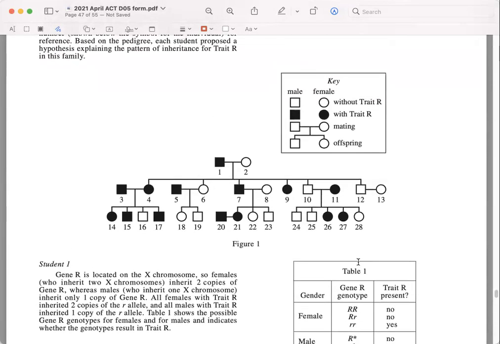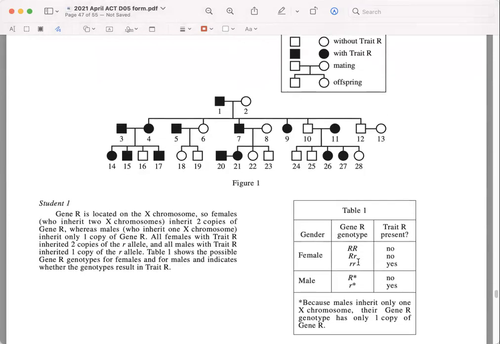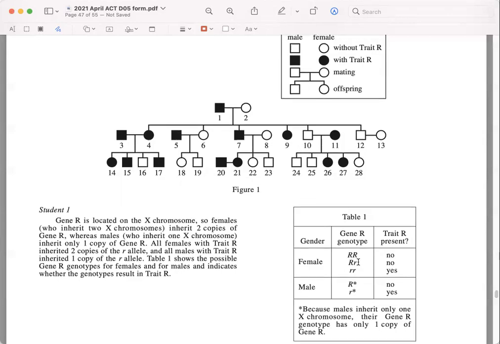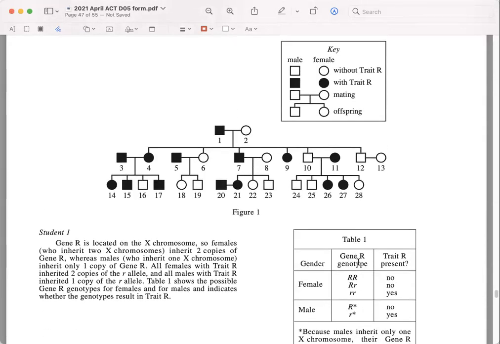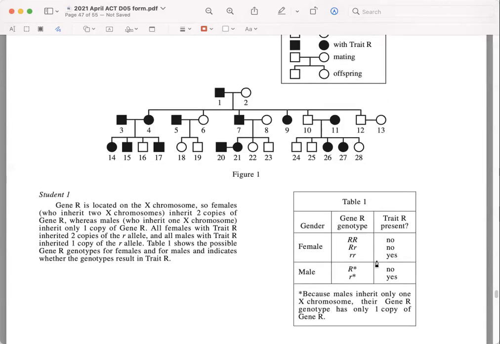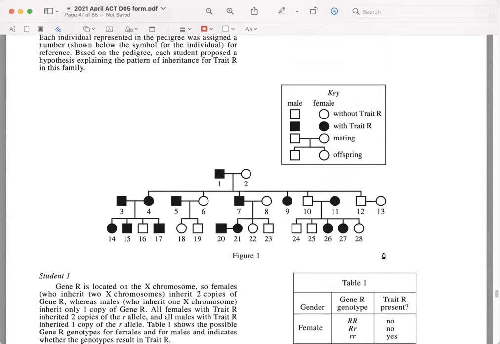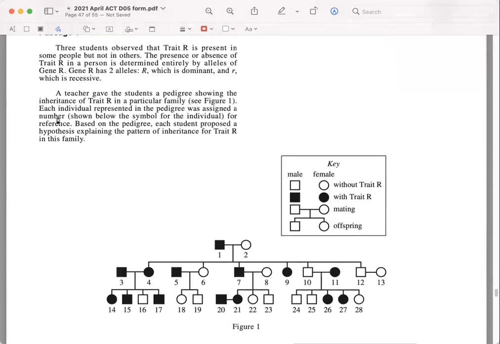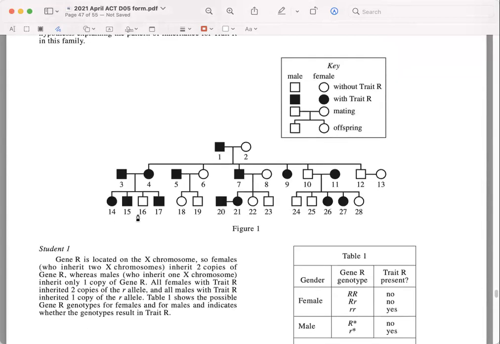Wait, why is that? Isn't capital R the dominant one? Because males inherit only 1 X chromosome, their gene R genotype is only 1 copy of gene R. So shouldn't the trait be present when it's capital R? I don't understand, if capital R is the dominant one. Okay, so the trait is present when it's recessive, when small r is present. Oh, okay.